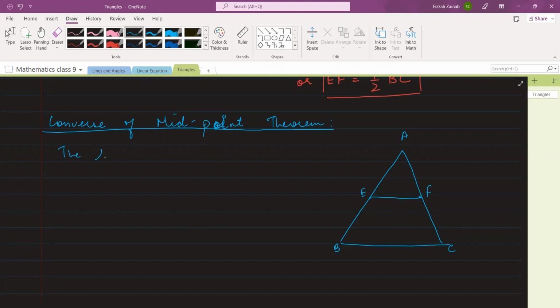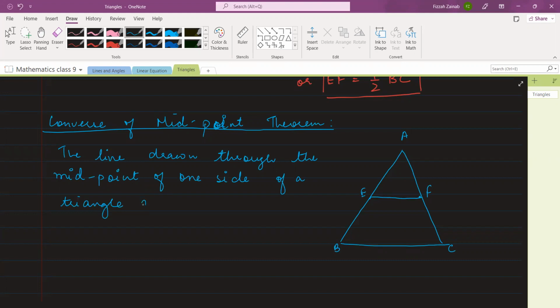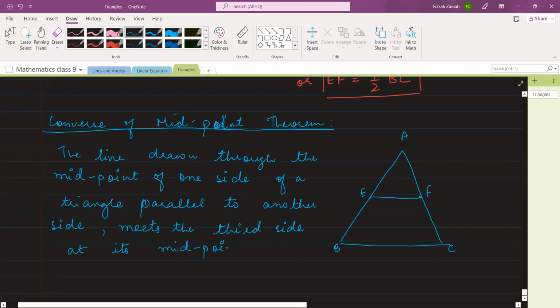Please write the statement. The line drawn through the midpoint of one side of a triangle parallel to another side meets the third side at its midpoint. Please write, then I'll explain.